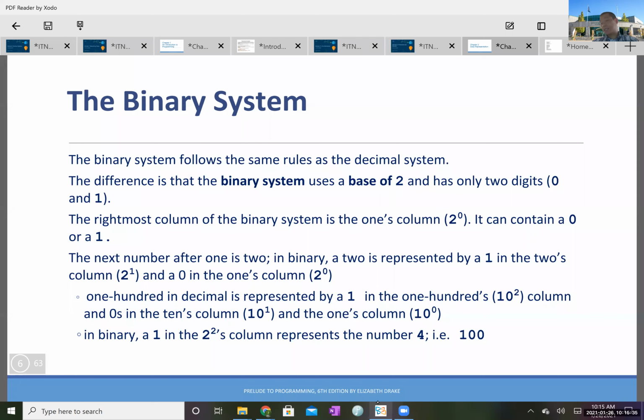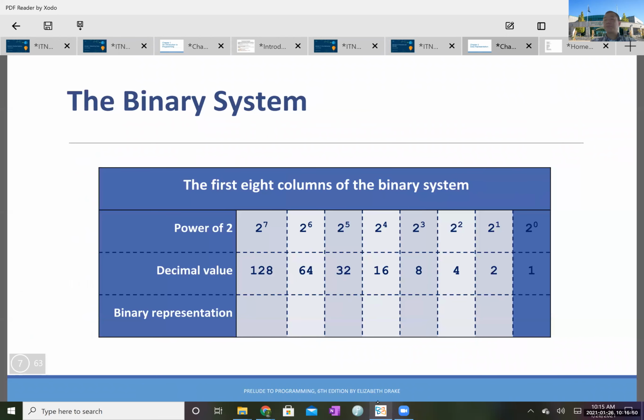Right. Okay, so for the binary system, the way it works is the same. The only difference is that the base is not 10, but 2, because for each digit you only have 2 possibilities, 0 and 1. The way it works is the same, the only difference is the base. It's not base 10 anymore, it's base 2.